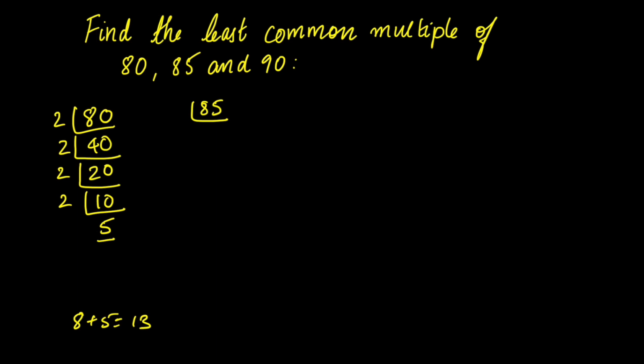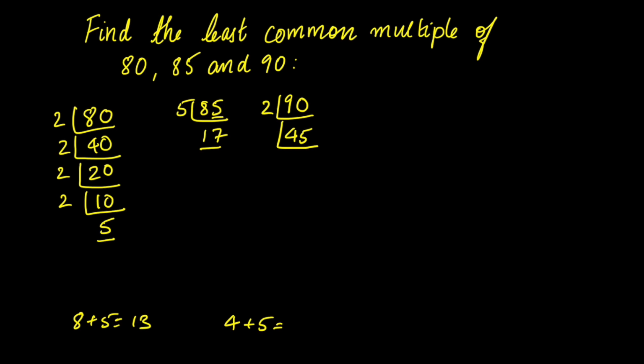8 plus 5 gives us 13, which is not divisible by 3. 85 ends with 5, so it can be divided by 5. 5 times 17 gives us 85. At this point we can stop this process since 17 is prime. Now moving on to 90. 90 is even, so it can be divided by 2. 2 times 45 gives us 90.